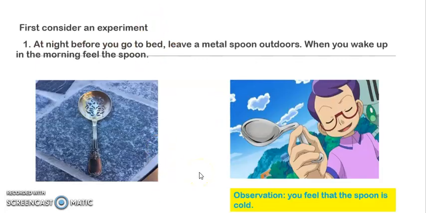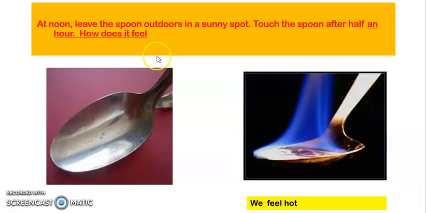To get the concept of heat, consider two experiments. At night, before you go to bed, leave a metal spoon outdoors. When you wake up in the morning, feel that spoon. What do you feel? You can observe that the spoon is very cold. At noon, leave the spoon outdoors in a sunny spot. Touch the spoon after half an hour. How does it feel? You feel it is very hot.